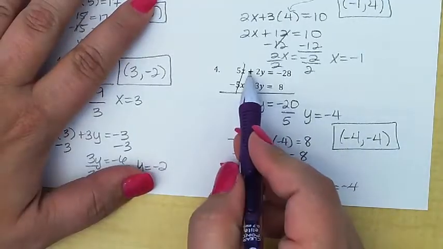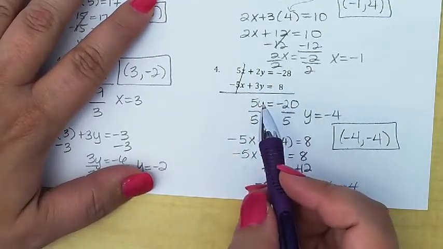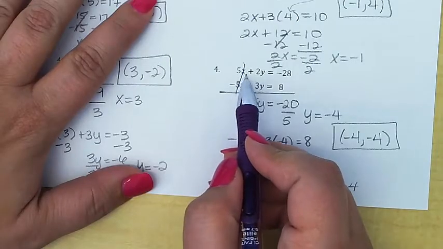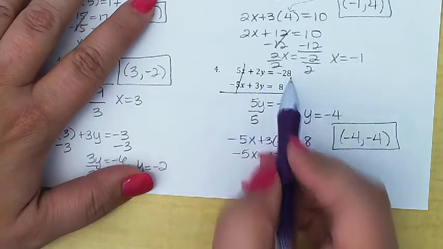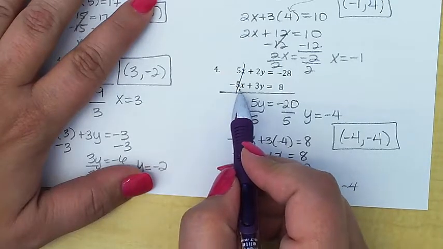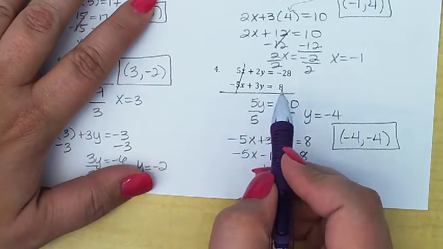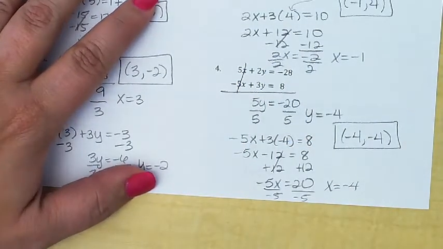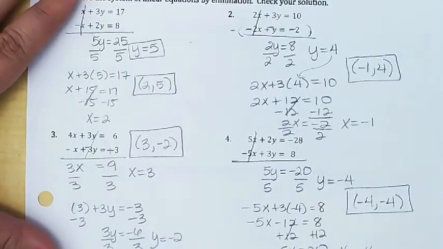If you're unsure, you can always plug those back in, even if you just do it on the calculator, right? Throw your calculator in front of you and put 5 times negative 4 plus 2 times negative 4 and make sure it gives you negative 28. And throw in negative 5 times negative 4 plus 3 times negative 4 and make sure it gives you positive 8. Should make both equations true if it really is a solution. So that is the elimination method.